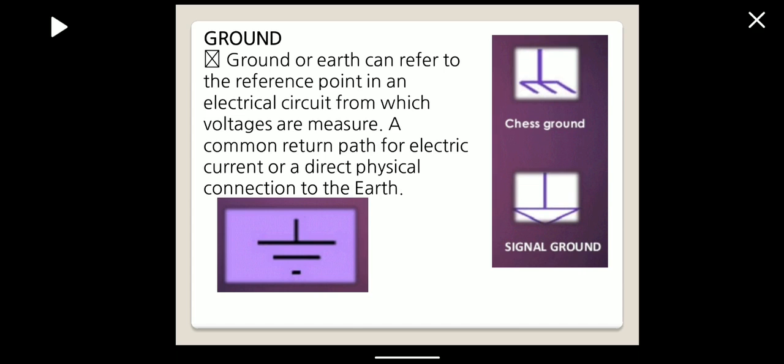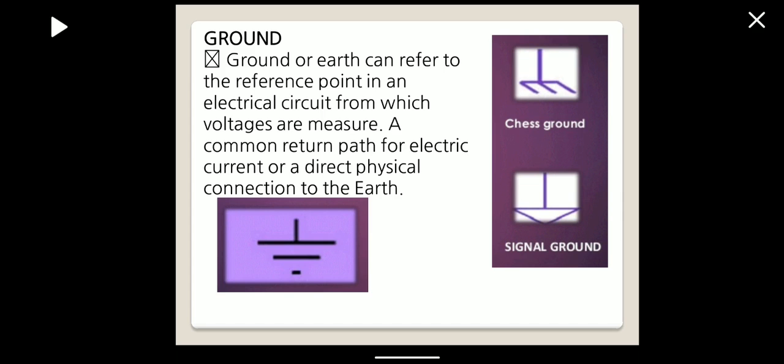Then next is ground. Ground or earth can be referred to as the reference point in an electrical circuit from which voltages are measured, a common return path for the electrical current, or a direct physical connection to the earth. So these are the different types of grounding images.